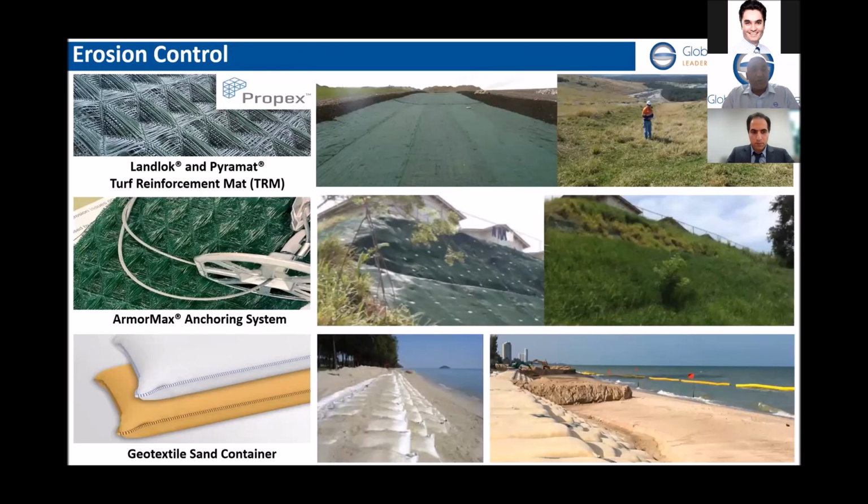In the erosion control area, we have Landlock and Puramat turf reinforcement mats. These are sustainable solutions. They provide permanent erosion control, and are a very good replacement for rock and concrete. They're used on slopes and channels. When you incorporate an anchoring system, we have the Armamax anchoring system, and that provides erosion control and surface stability. We also have geotextile sand containers for coastal protection.